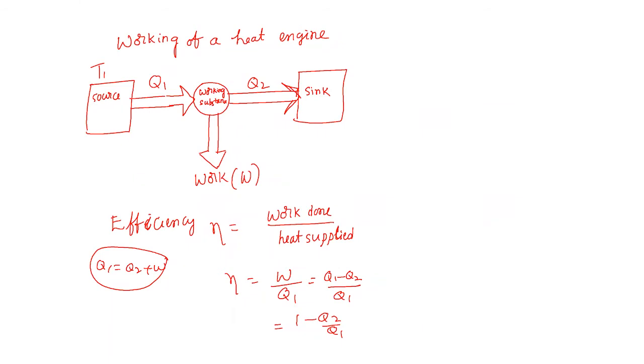So if they ask you percentage efficiency, just multiply with 100. You'll get percentage efficiency. Okay? What is a Carnot cycle? Two isotherms and two adiabatics. There is a difference. Two isotherms and two adiabatics.